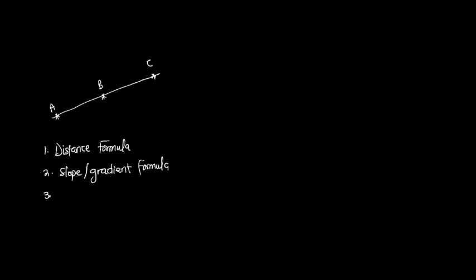And then the last way to do that is to use the area of a triangle approach or formula. Alright, so in this video, we'll be looking at the second part, which is the slope or the gradient formula. Now, if 3 points are collinear points, it means that the gradient of any of those 2 points should be the same.